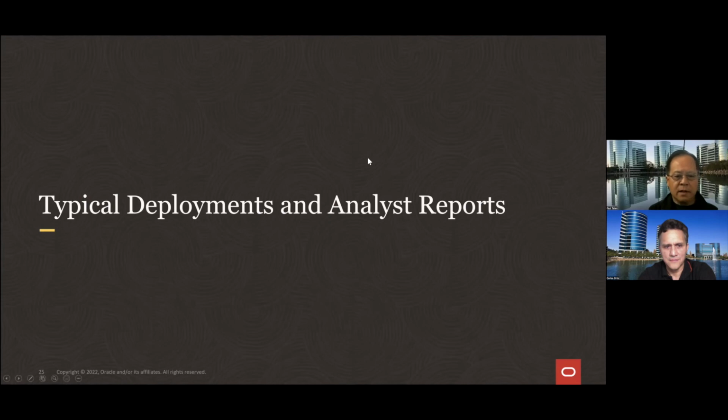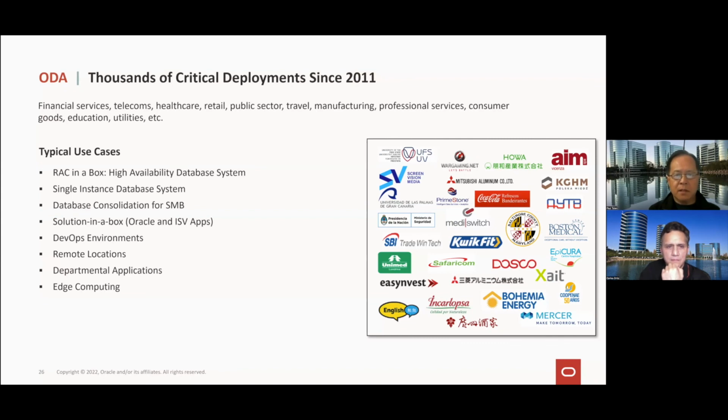Okay, so let's look at the typical deployments of Oracle Database Appliance and some of the recent analyst reports here. So Oracle Database Appliance has been in the marketplace for over 10 years now. And over this period of time, we have sold thousands, actually tens of thousands of systems. And we have many, many customers, big customers, small customers in all the vertical markets, financial services, higher education, manufacturing, and so forth. So we have a very diverse install base.